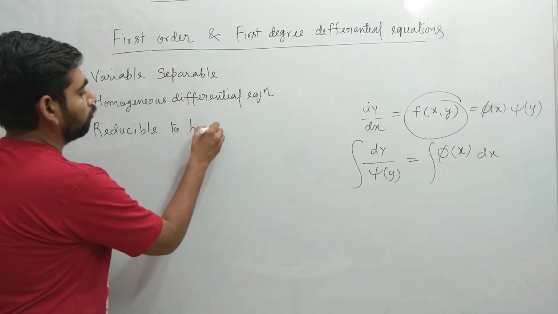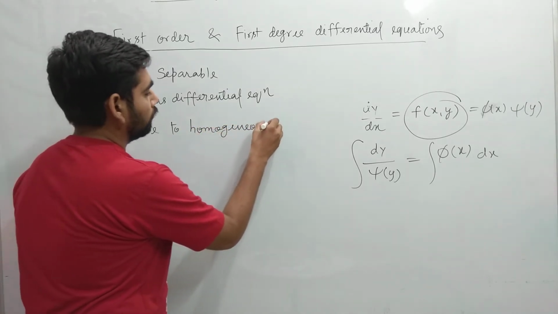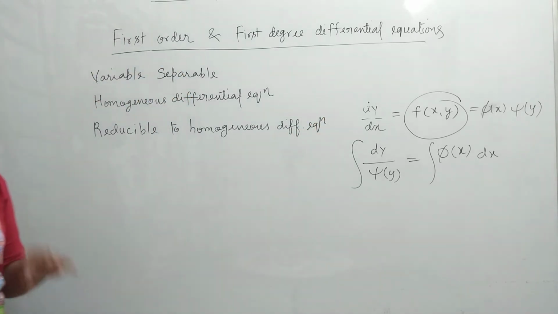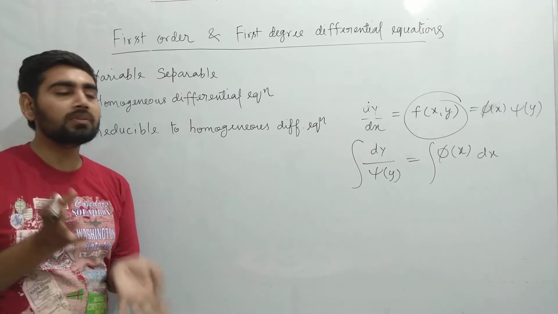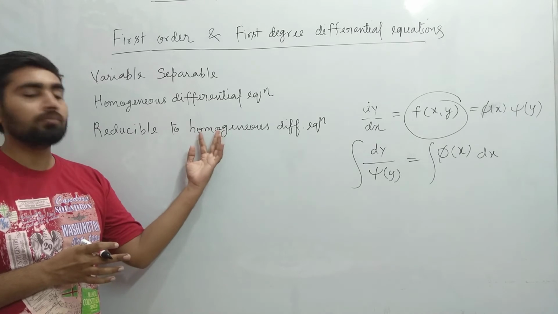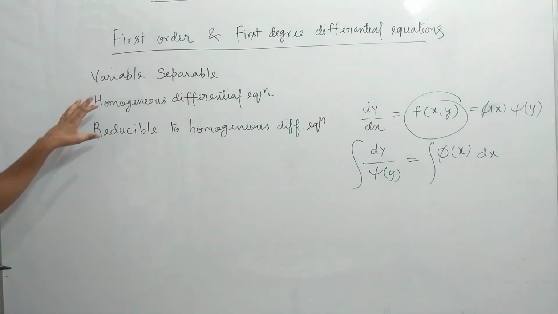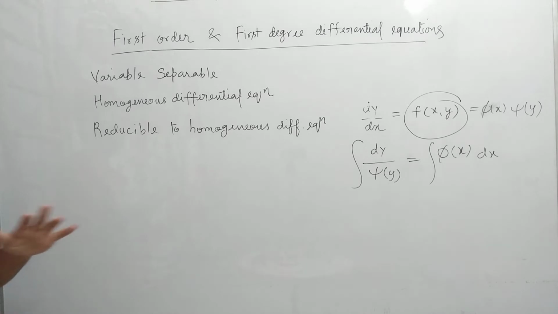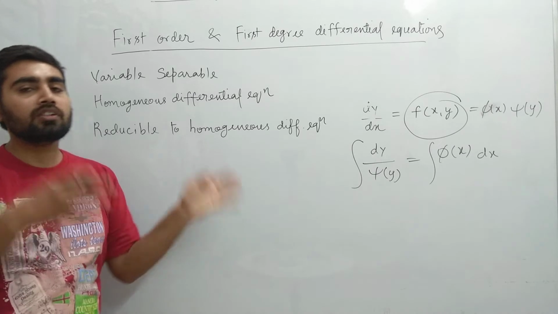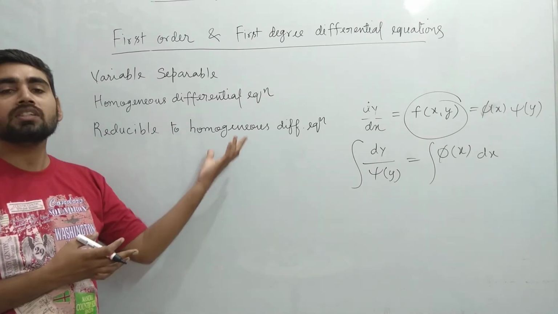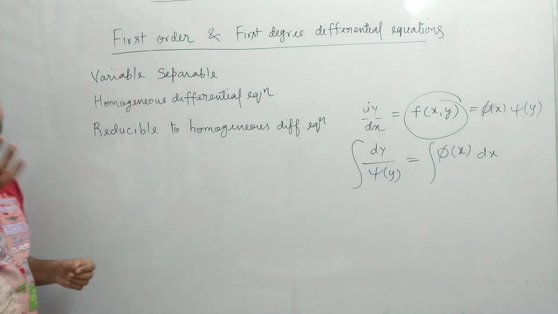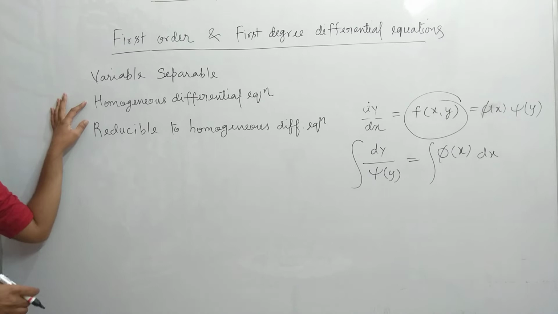Reducible to homogeneous differential equation. Some differential equations that are not homogeneous can be reduced to homogeneous by some suitable substitution. To solve a homogeneous differential equation we have a specific method, which we will discuss later on one by one. To solve a reducible to homogeneous differential equation we also have a specific method. We will reduce it to homogeneous, and for reducing we will use some suitable substitution according to the given differential equation.